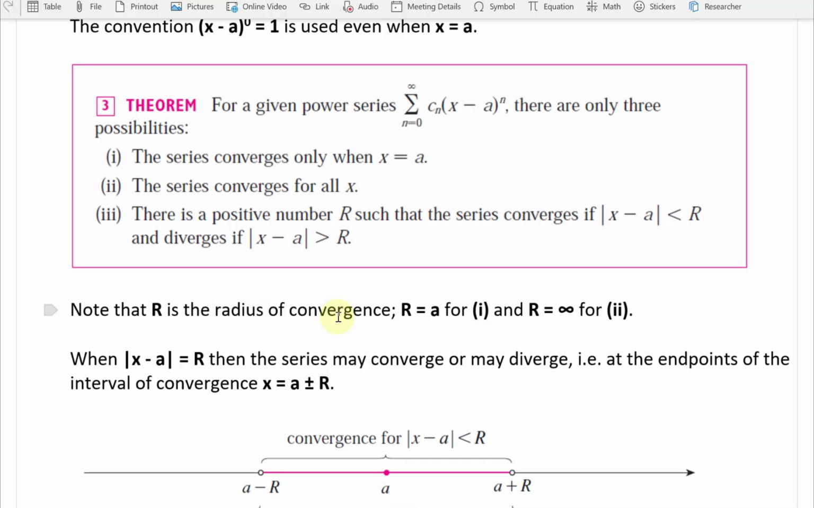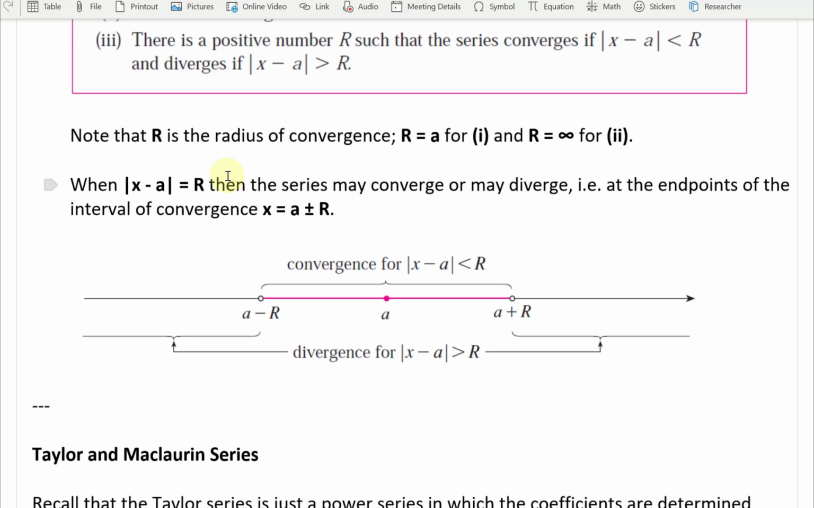And note that r is just the radius of convergence, and r equals 0 for the first one. That would be the radius of convergence of that, and r is equal to infinity for the second case, for all x. So this goes to infinity. And when the absolute value of x minus a is equal to r instead of less than or greater, then the series may converge or may diverge, i.e. at the endpoints of the interval of convergence, x equals a plus or minus r, and here's just a visual representation of that.